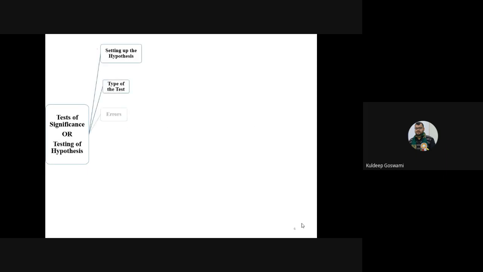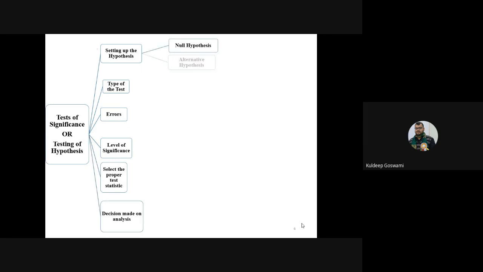So I'm showing a diagrammatic representation. Testing of significance or testing of hypothesis can have 6 different steps, or say different parameters, that may be involved in testing of significance or testing of hypothesis procedures.